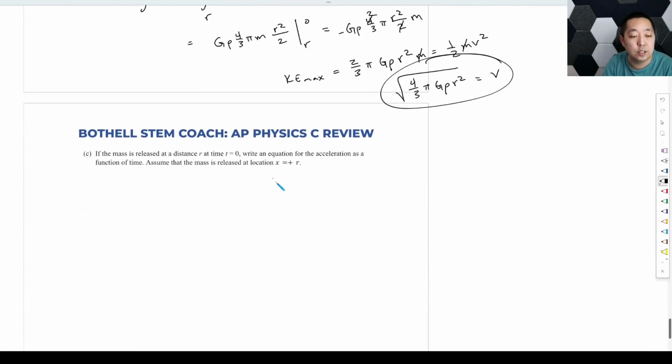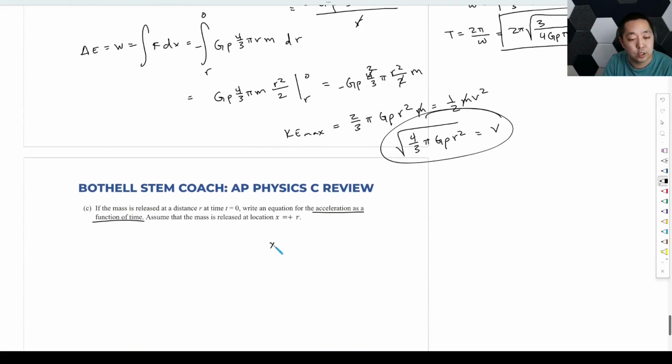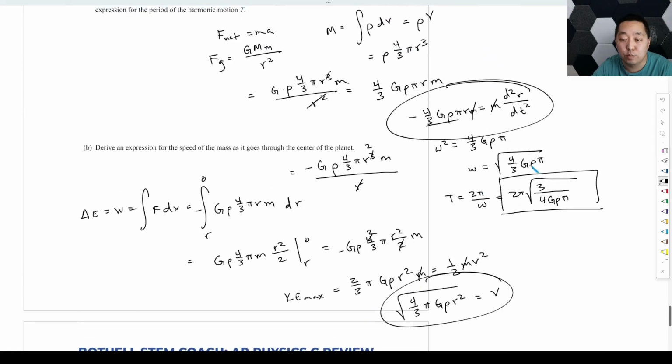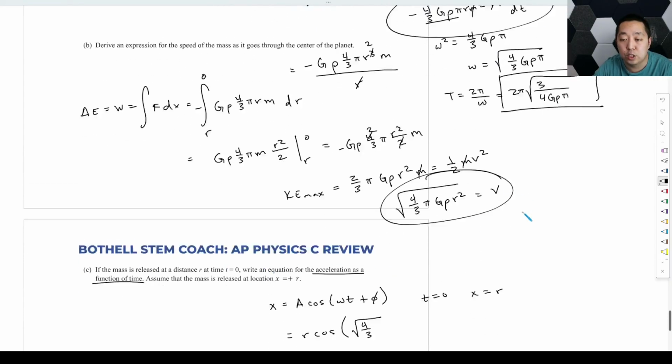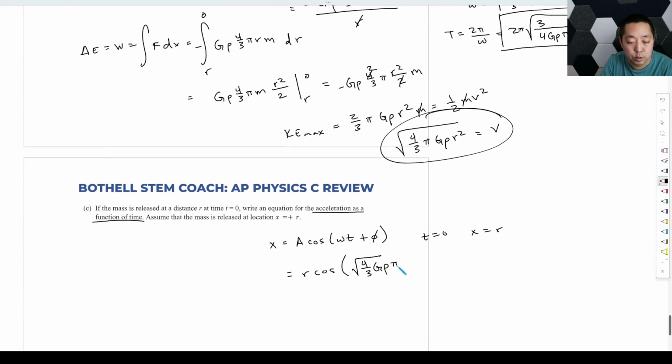Okay, if the mass is released at a distance r at time t equals 0, write an equation for the acceleration as a function of time. So here we just want to make sure we have a connection. So we're going to start with A cosine of omega t plus phi. Now at time 0, we know that x is equal to r, so the amplitude is just r. And the omega, we actually solved for here. It's going to be the square root of 4/3 G rho pi, times t. And because we're already at plus r at time 0, we don't need to add any phase shift.